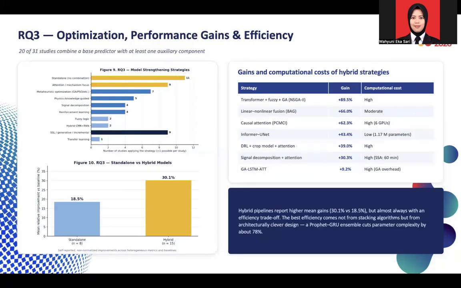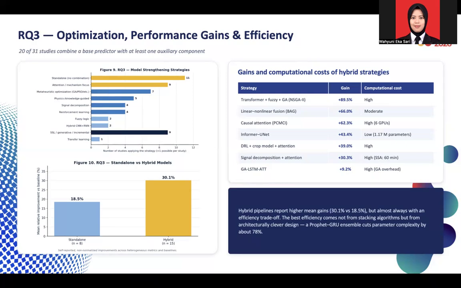At the top, a transformer with fuzzy logic and NSGA-II reached plus 89.5% at high cost. A linear non-linear fusion reached plus 66% at moderate cost. Causal attention with PCMCI reached plus 62.3% but required 6 GPUs. Then an important exception: the Informer unit reached plus 43.4% at low cost with only 1.17 million parameters.